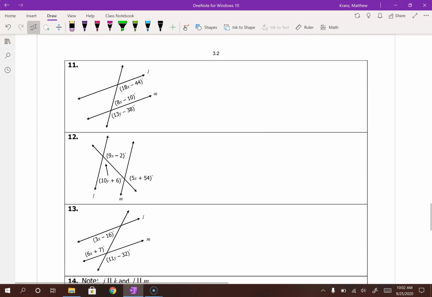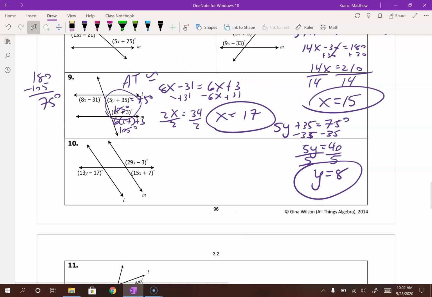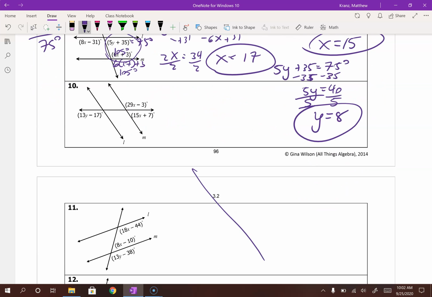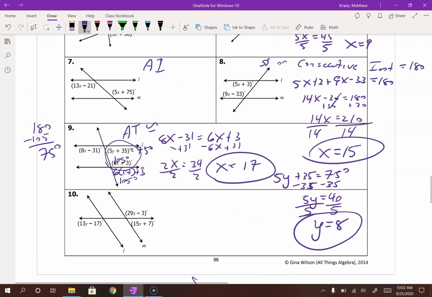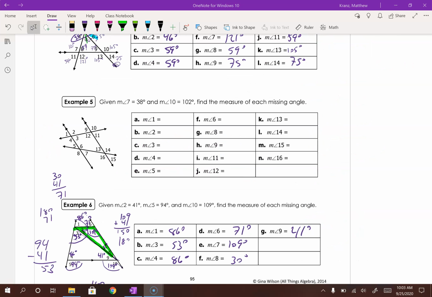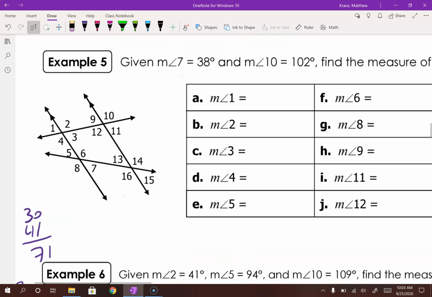All right, I think we're going to stop here. So don't worry about this page at all. We're going to stop at number 10. Now we're going to go on to number 5, and we're just going to go ahead and fill in these angles real fast.